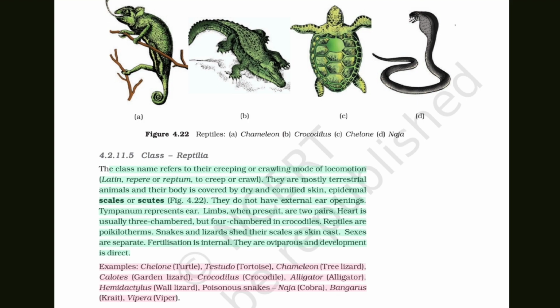Sexes are separate. Fertilization is internal. They are oviparous and development is direct. Examples: Chelone, turtle; Testudo, tortoise; Chameleon, tree lizard; Calotes, garden lizard; Crocodilus, crocodile; Alligator, alligator; Hemidactylus, wall lizard; poisonous snakes, Naja, cobra; Bangarus, krait; Vipera, viper.